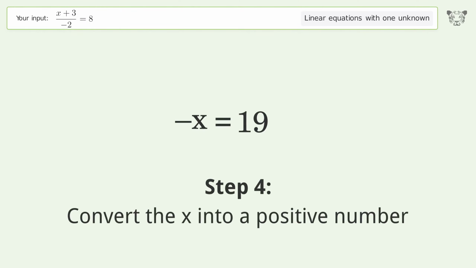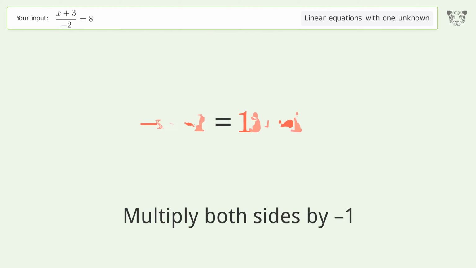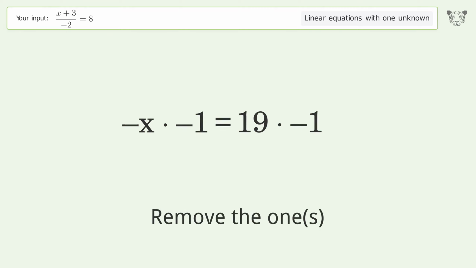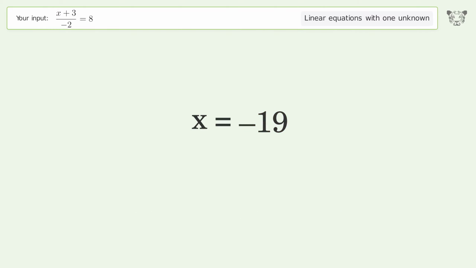Convert the x into a positive number. Multiply both sides by -1. Remove the ones. Simplify the arithmetic. And so the final result is x equals -19.